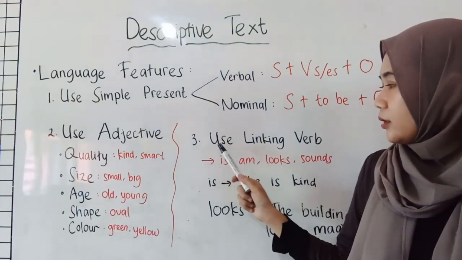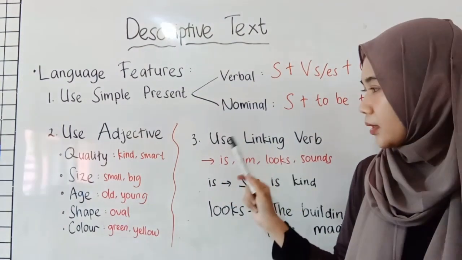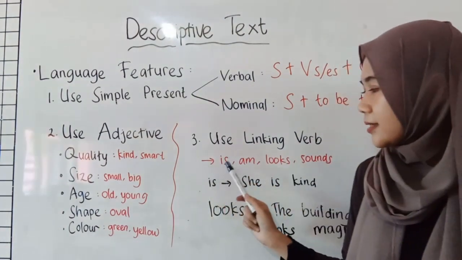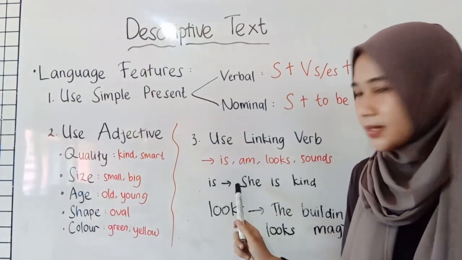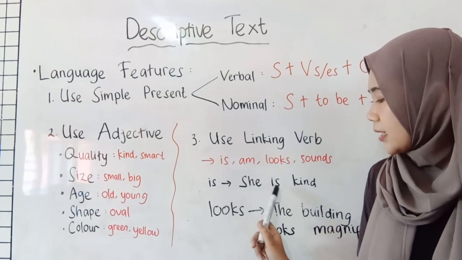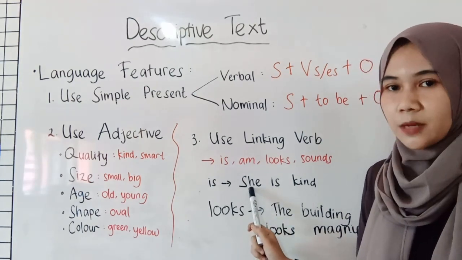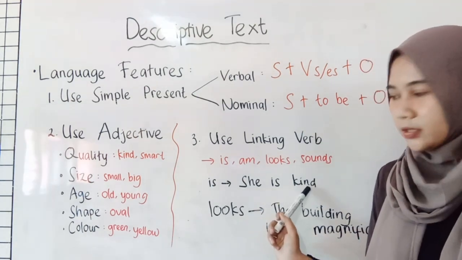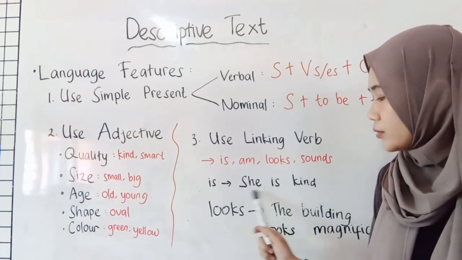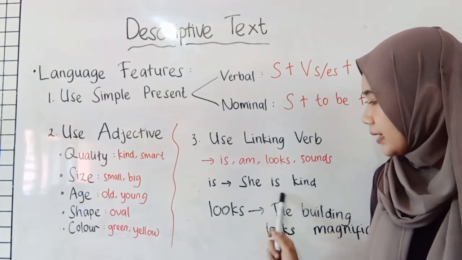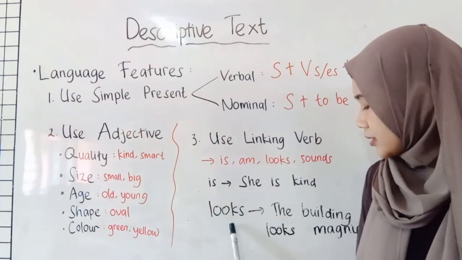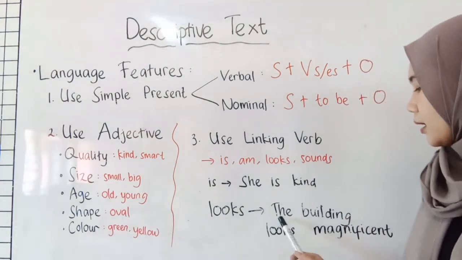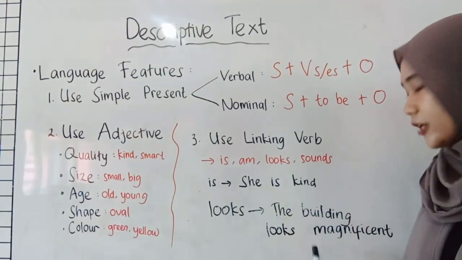And the third, use linking verb, such as is, am, looks, sounds. For is, the sentence is, she is kind. She here is the subject, and kind is the adjective. So, to connect them into one sentence needs is, which is called a linking verb. And for looks, the sentence is, the building looks magnificent.